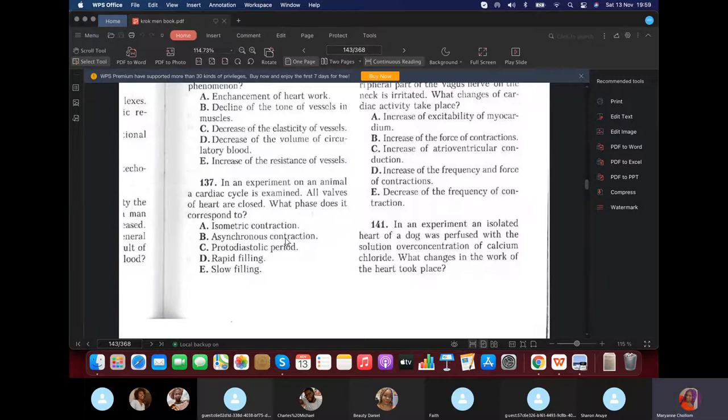When the atrium is pumping blood to the left ventricle, the atrioventricular valve is open, yes. So that's why it cannot be any of these phases.